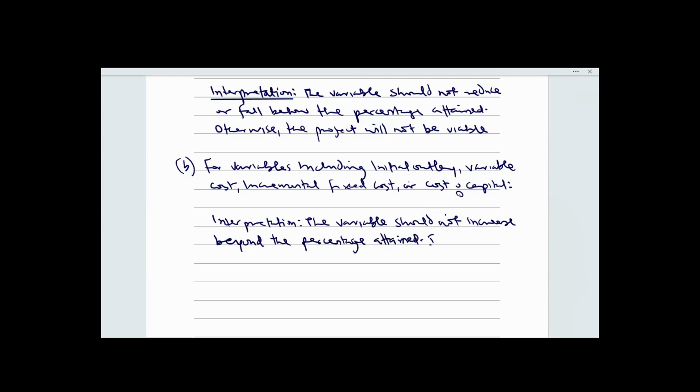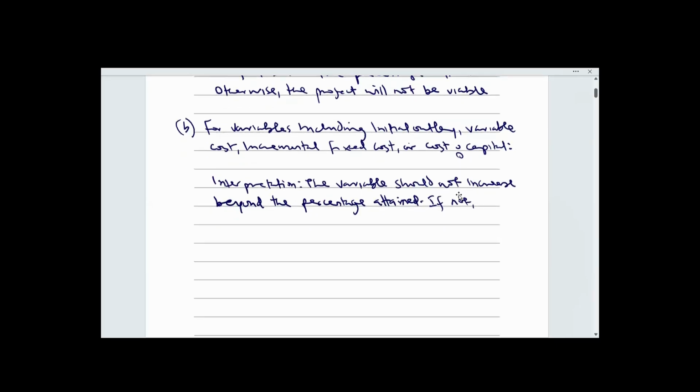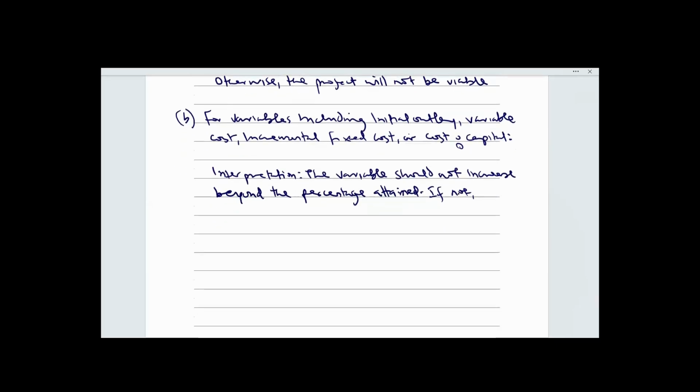If not, the decision to accept the project may change. All right. If not, the project may not be viable. The projects will not be accepted. All right. So that's that.